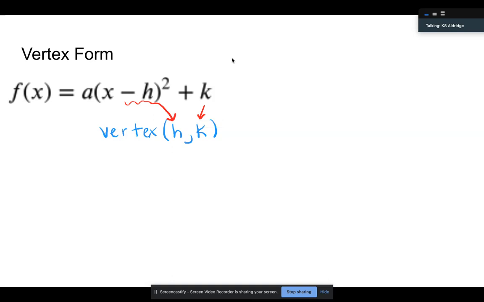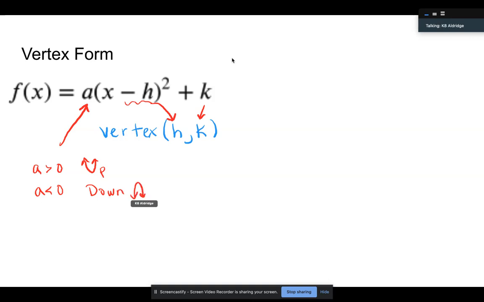We are also given some other really good information that we are pretty familiar with by now. We're given the a. We know if a is greater than 0, it opens up. We know if a is less than 0, it opens down.